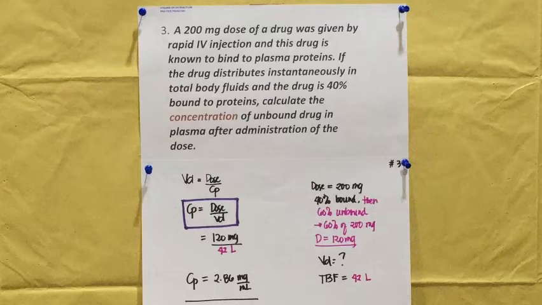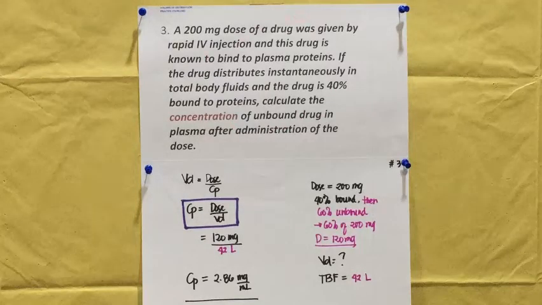Problem number 3. A 200 milligram dose of a drug was given by rapid IV injection, and this drug is known to bind to plasma proteins. If the drug distributes instantaneously in total body fluids and the drug is 40% bound to proteins, calculate the concentration of unbound drug in plasma after administration of the dose. In this problem, we are looking for the concentration of the unbound drug.